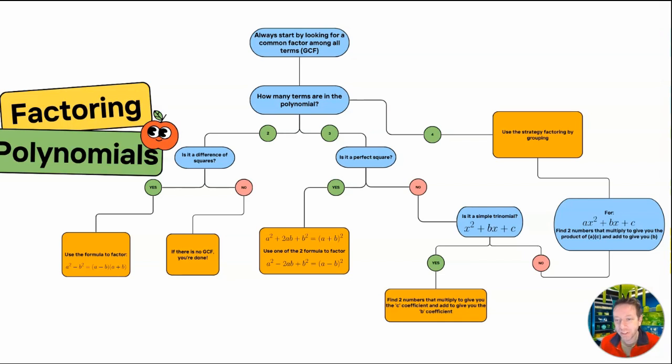In this grade 11 tutorial, we're going to go over factoring. It's a very, very important skill to have in order to be successful in grade 11 math. So I've created this little flow chart that we're going to use to help us solve a variety of different factoring problems. Now, if you want this flow chart for yourself, you can download it for free in the description. Ready? Let's get started.